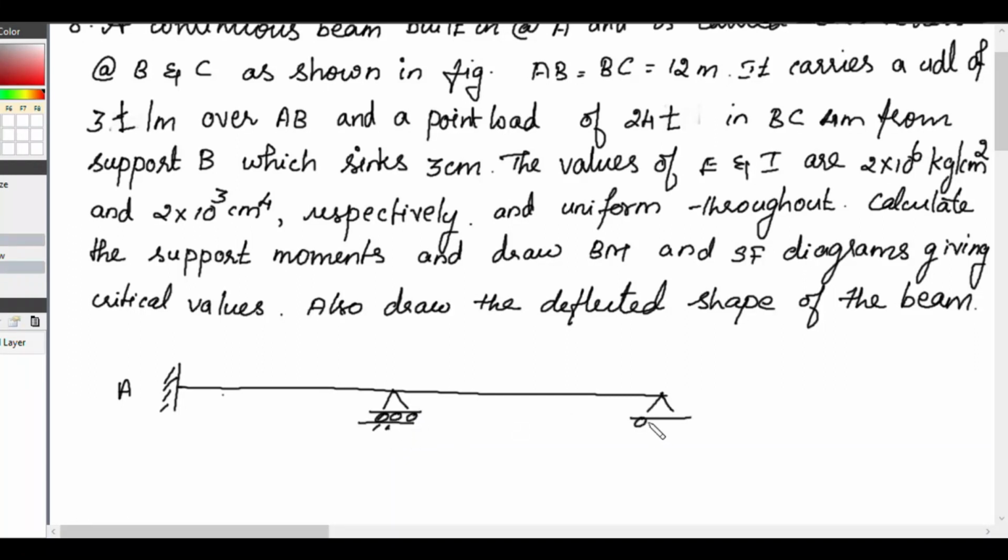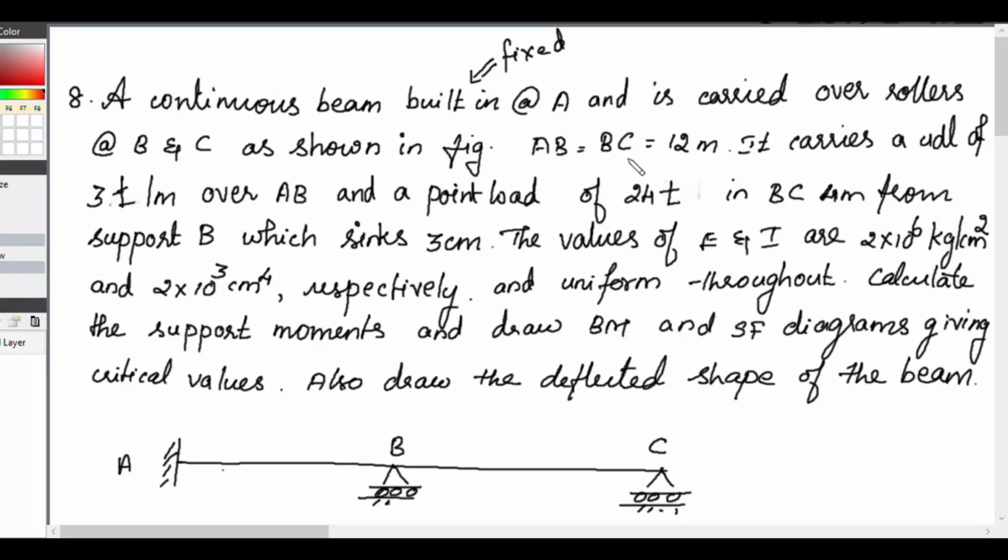At B and C we have roller support. So this is B and this is C. And it is given AB is equal to BC is equal to 12 meter. So AB is 12 meter and BC is also 12 meter.